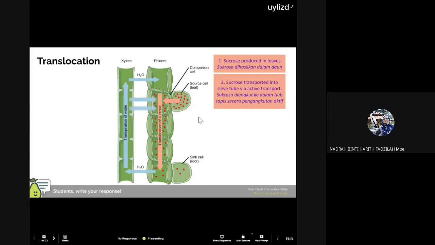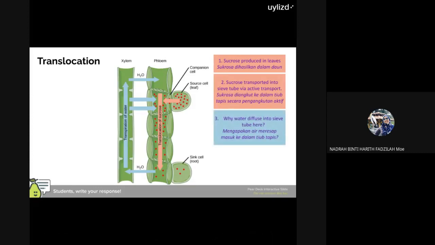So the third box is my question. When there is a lot of sucrose inside the sieve tube, why water diffuse into the sieve tube? Apa peranan diffusion of water from the xylem into sieve tube? Okay. Cuba jawab dulu yang ni. Why water diffuse into the sieve tube at this particular region, yang the first one tu? Kenapa yang ada 2 arrow biru tu kan? Kenapa water diffuse there?